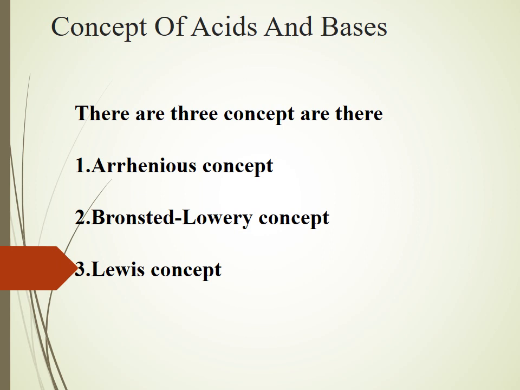Today we will see about the concept of acids and bases. There are three concepts: first is the Arrhenius concept, second is the Bronsted-Lowry concept, and third is the Lewis concept. In the Arrhenius concept, some limitations are there. So the Bronsted-Lowry concept came. In the Bronsted-Lowry concept also some limitations are there. So the Lewis concept came.